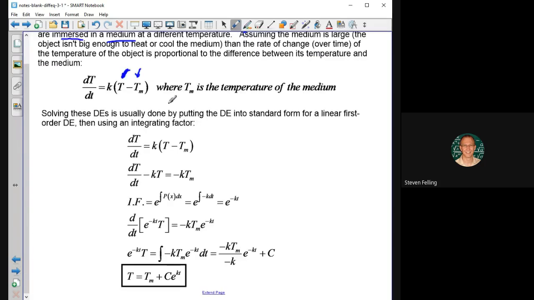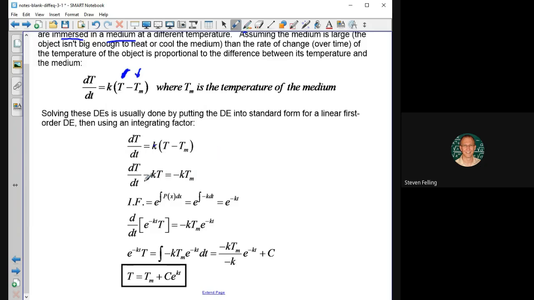Okay, so if we wanted to solve this differential equation, we could put this in standard form by multiplying this out and then moving the T term to the other side. So it'd be dT minus kT equals minus k Tm. This is a constant, so this is just a constant over here. So this is a linear first order differential equation with temperature as the dependent variable.